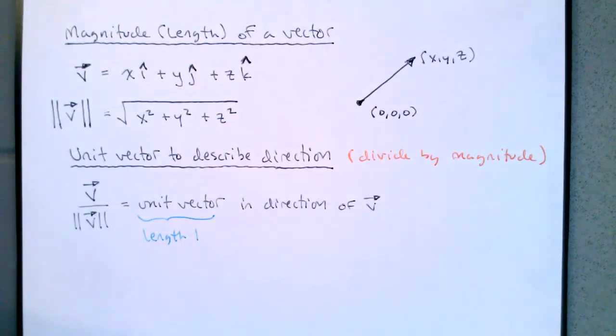Sometimes we need unit vectors going in strange directions. I guess it's not that strange, the non-standard directions, not horizontal or vertical. Sometimes we need unit vectors in a particular direction. So we just take a vector in that direction and divide by its length. That will give us a vector with a length of 1.